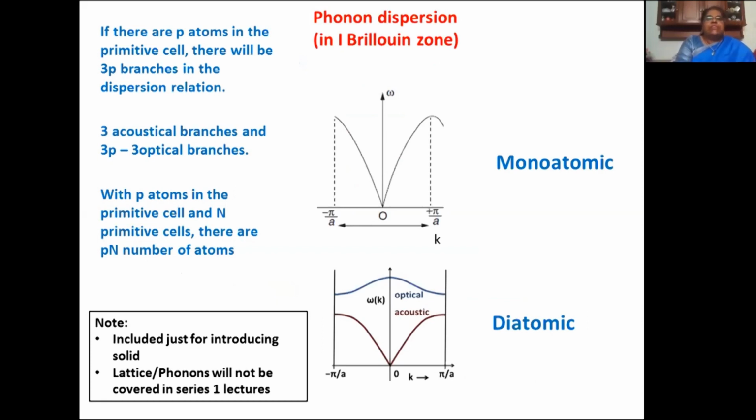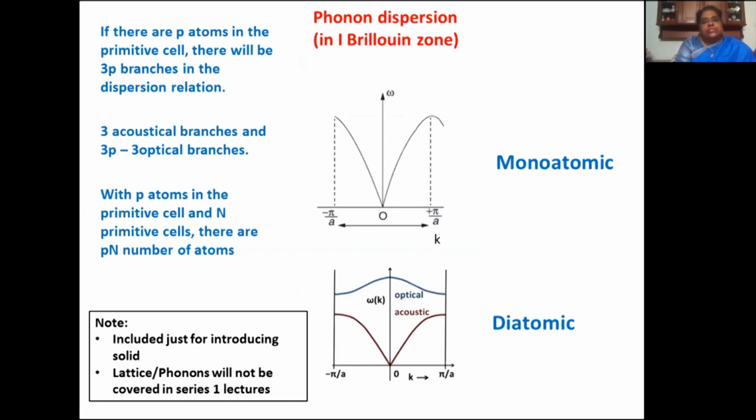So if there are p atoms in the primitive cell, that is the minimum volume cell, there will be 3p branches, 3 acoustic branches, and always 3p minus 3 optical branches. Suppose p atoms are there in the primitive cell and there are n primitive cells, the total number of atoms will be pn.